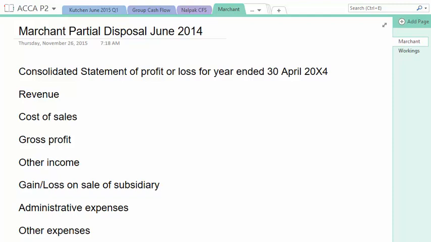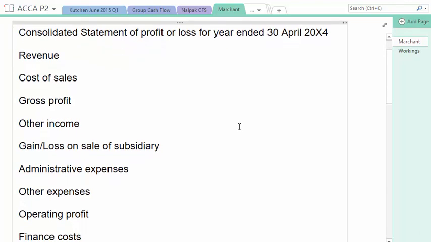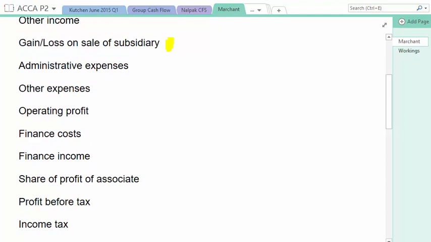What I've done is I've set out a pro forma, and this is in terms of technique, this is what I always recommend. I've set out a pro forma consolidated statement of profit or loss. I've seen that we've made a disposal of a subsidiary, so therefore I've added in an extra line for the gain or loss on the sale of the subsidiary. I've seen that we've converted one of the companies from a subsidiary to an associate, so I've added in an additional line for share of profit of associate.